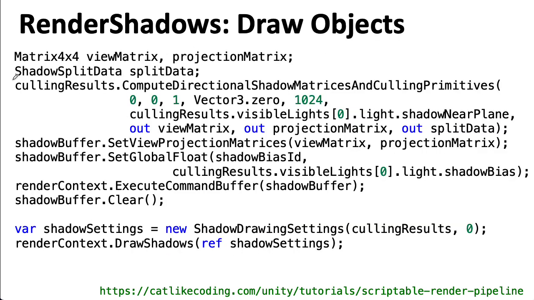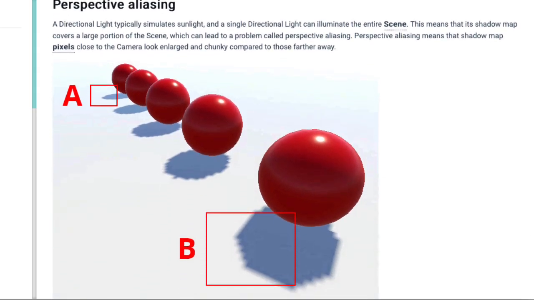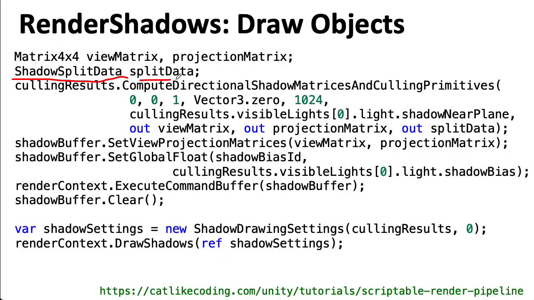Okay, here we go. Shadow split data is associated with an advanced technique called shadow cascades. We're not really doing shadow cascades here, but we still need to have a split data variable defined. We then invoke the method with the longest name I think we've seen in the class, compute directional shadow matrices and culling primitives. So this will give us the split data that we don't actually need, so we're going to throw that away. But we do need the view matrix and the projection matrix from the point of view of the light. The first argument here is the number of the light that we're looking at, and that's hard-coded to 0, which is why this code is really only guaranteed to work with one light.